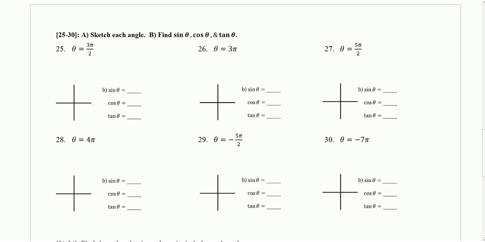So we got 0 degrees. We have pi right here, back to 2 pi. But this is over 2, so this is 2 pi over 2. This is 4 pi over 2. So 3 pi over 2 is right in between 2 pi over 2 and 4 pi over 2. So it's pointed straight down at 270 degrees. So this is 3 pi over 2. It's not in any quadrant.